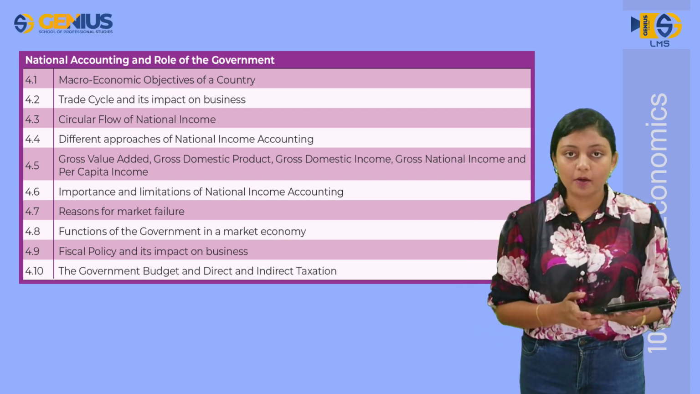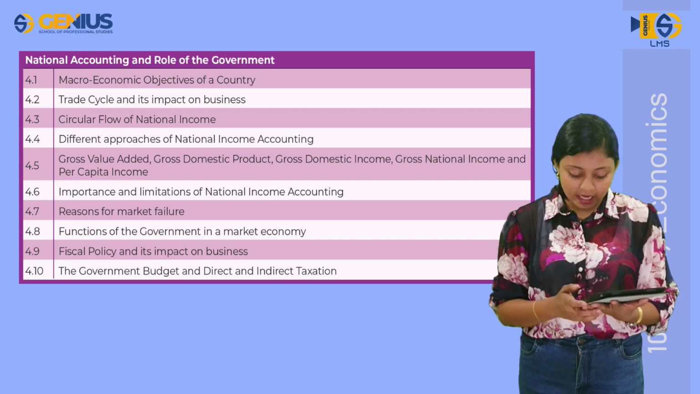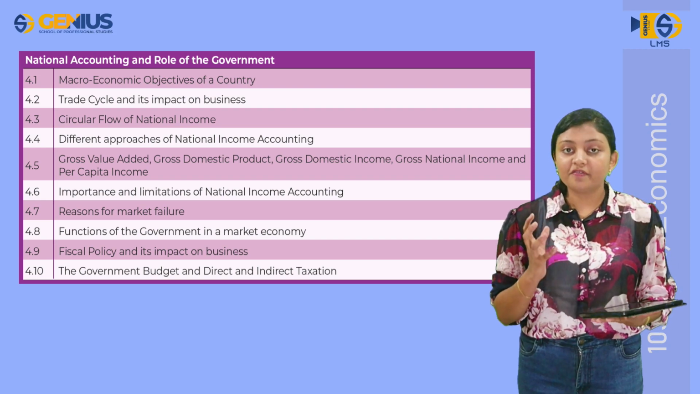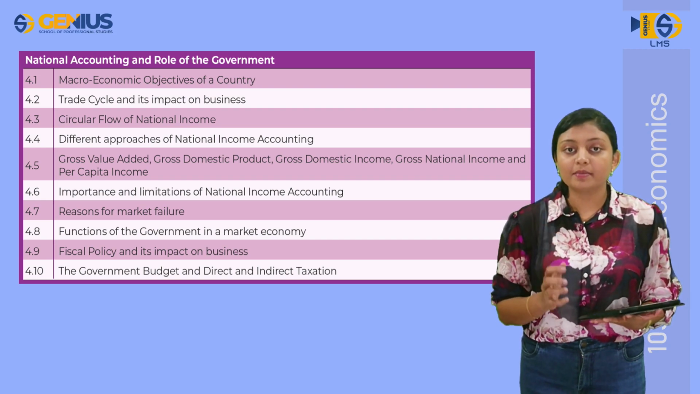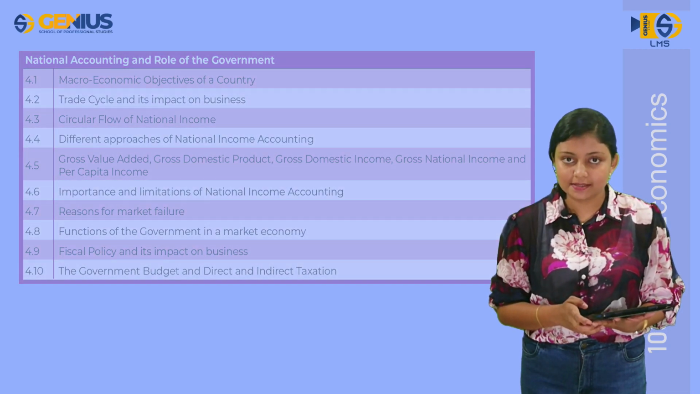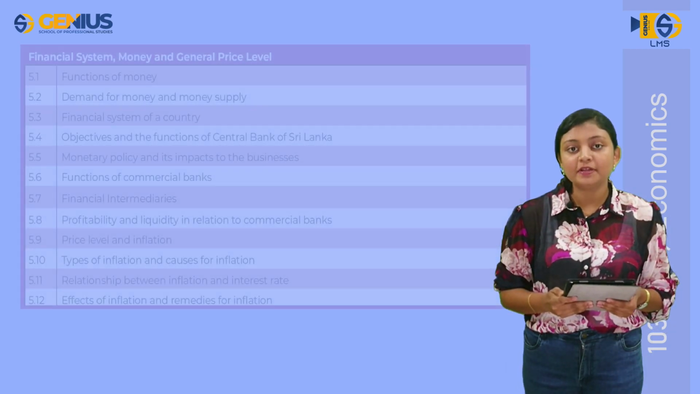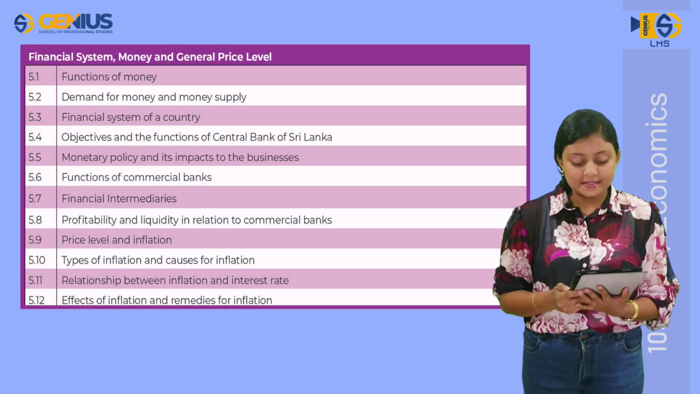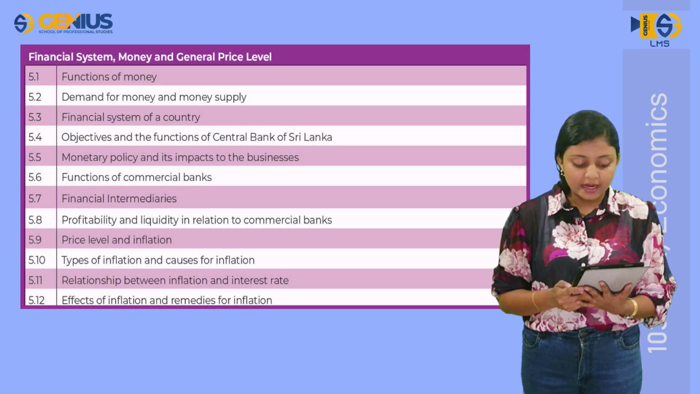The fourth chapter is national accounting and role of the government. Here we discuss the circular flow of national income, national accounting, failure of the government, and the government intervention in business activities.